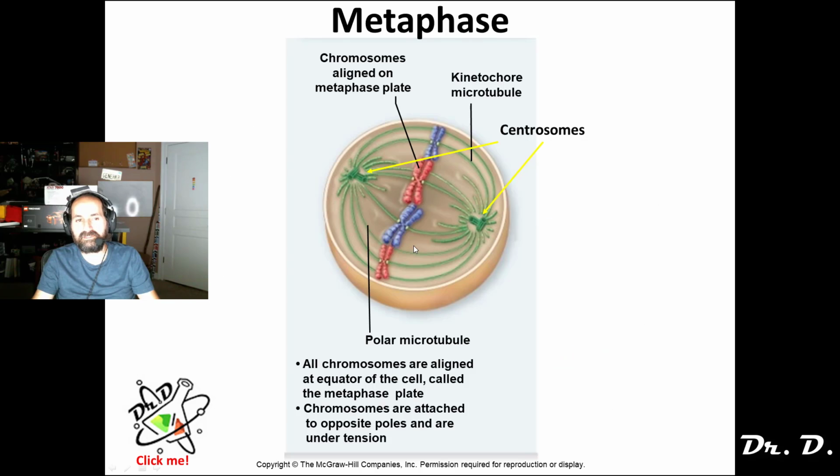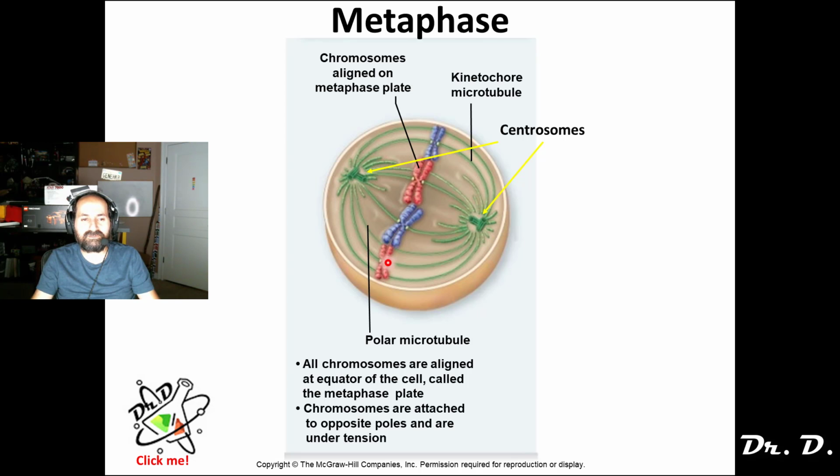So look at metaphase. This is the next subphase, metaphase. Notice how the sister chromatid pairs have lined up at the center of the cell, and each sister is connected at the kinetochore to a microtubule from opposite centrosomes, right? Centrosomes from opposite poles of the cell.